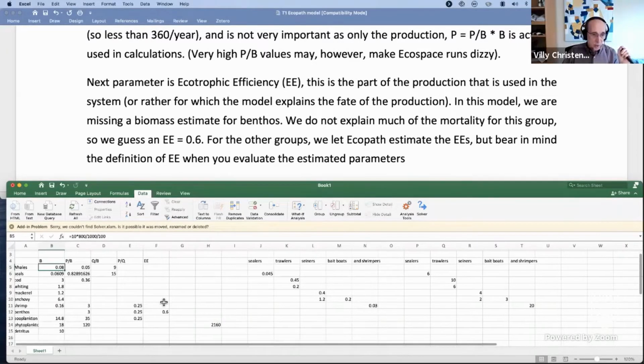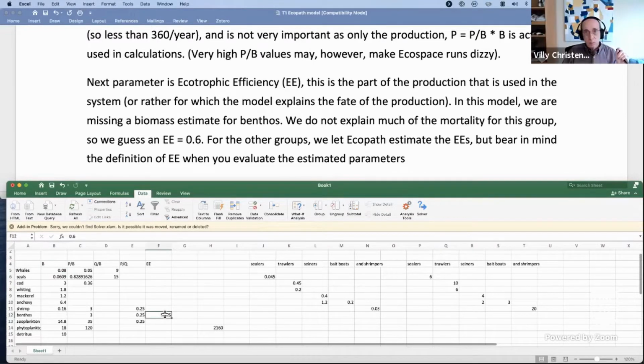In this case, we're putting in 0.6. That is, we're making the assumption that the program describes what happens to 60% of production. And what happens to it means, in this case, that it's either going to be eaten, so predation mortality, or fished. In this case, we don't have any fishing on Benthos, so the predation is going to be 60% of production. That way, we can estimate from the other groups what the predation is, and the program can then raise that to what the biomass has to be, so that 60% is being used in the system. Straightforward.